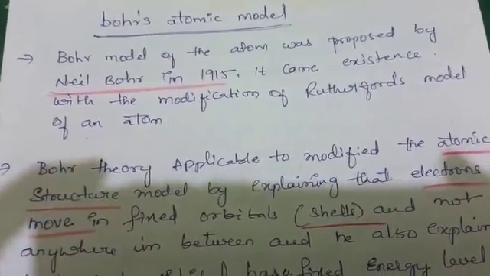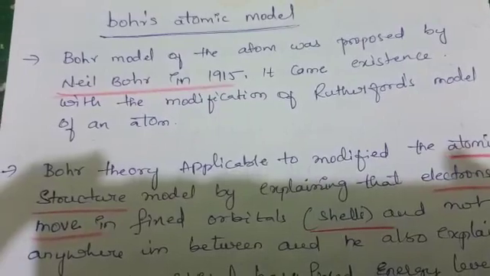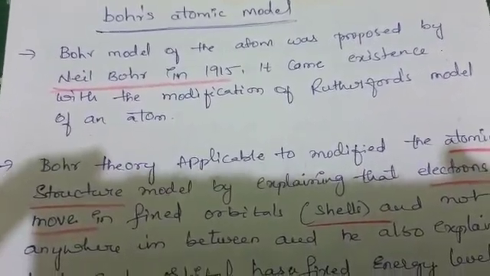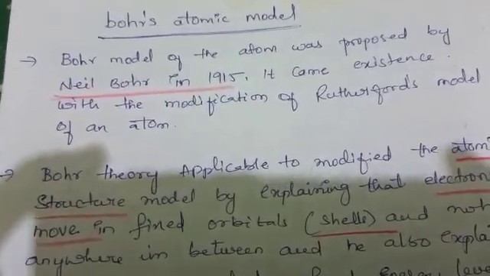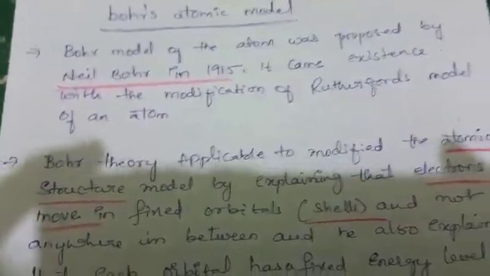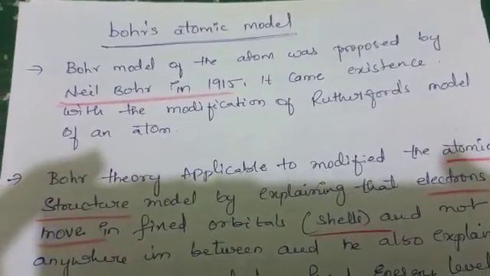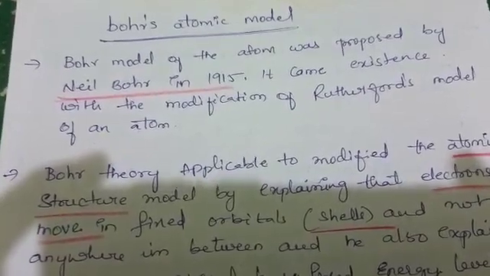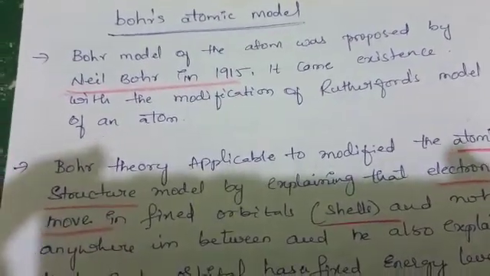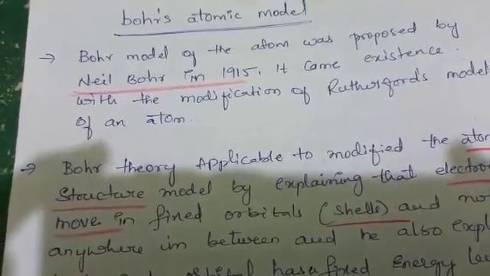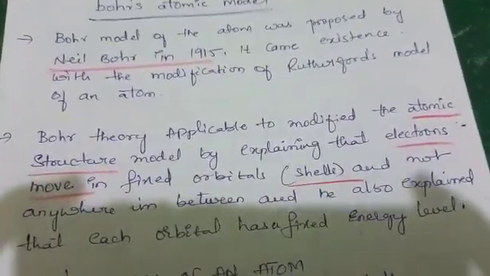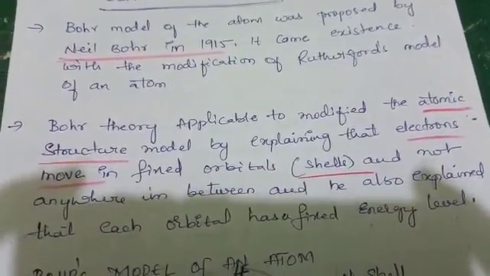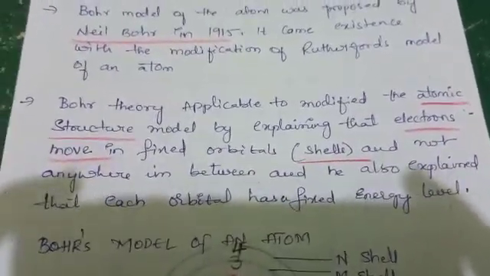This is a very small topic, so only some important points have been noted. You can even add some more points by seeing the diagram. Bohr's model of the atom was proposed by whom? Niels Bohr, in 1950, but it did not come into existence that same year. After some modification of the Rutherford model, it came into existence. Both theories apply to modify the atomic structure model by explaining that electrons move in fixed orbitals.